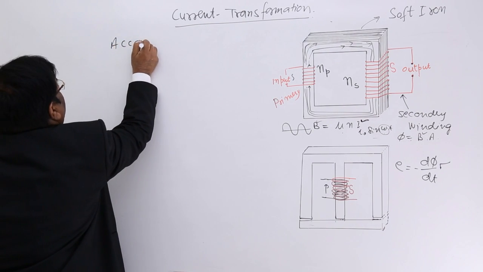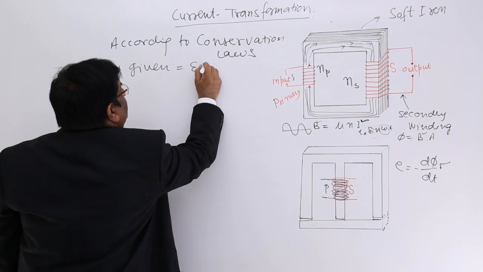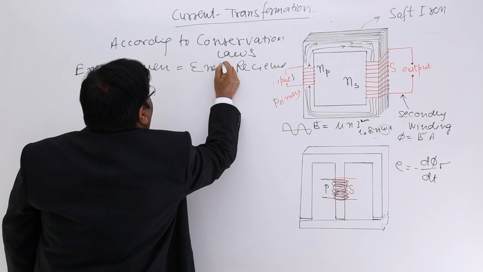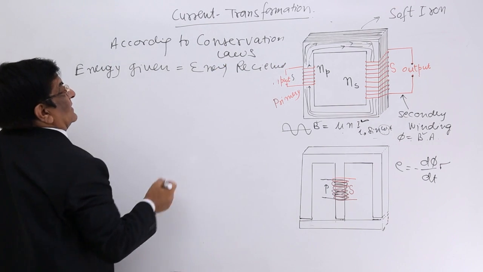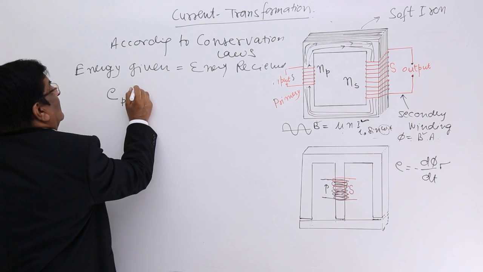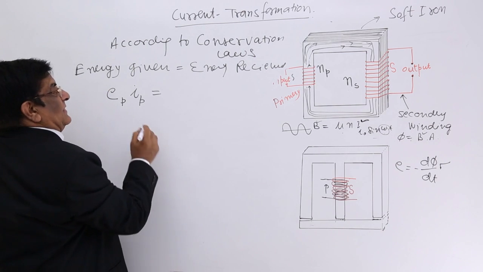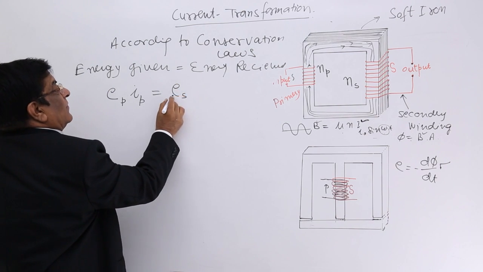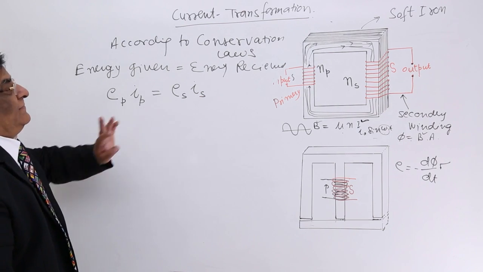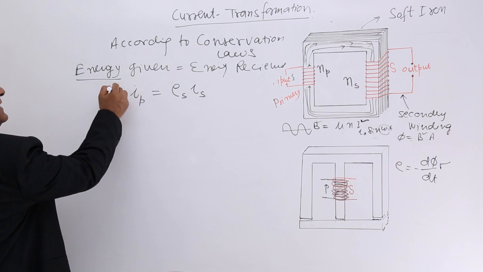So according to conservation law, energy given is equal to energy received. Now energy given in the input is E at the primary multiplied by current at the primary. This is equal to energy received at the secondary, which is in the form of E in the secondary multiplied by current in the secondary. So this is our basic guiding formula. And what is this? Energy.